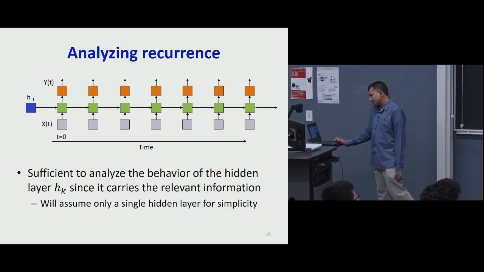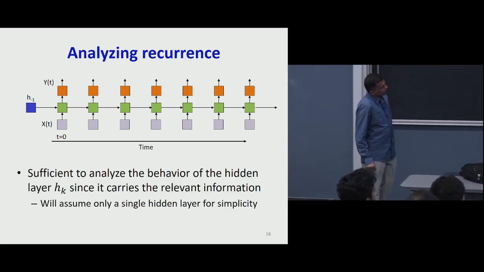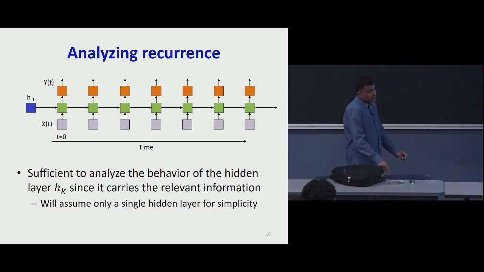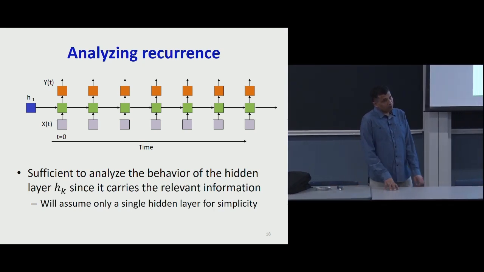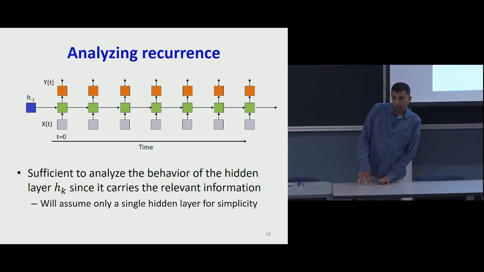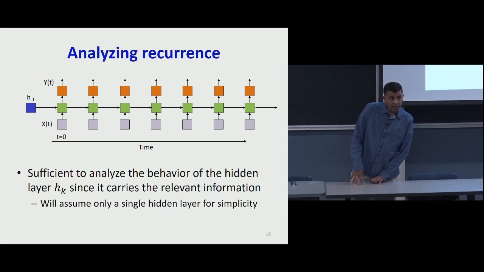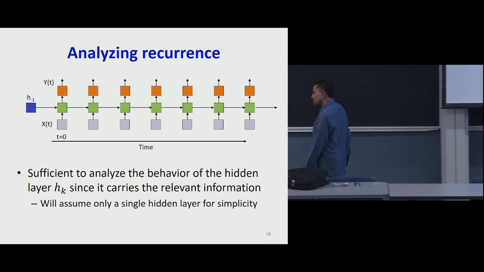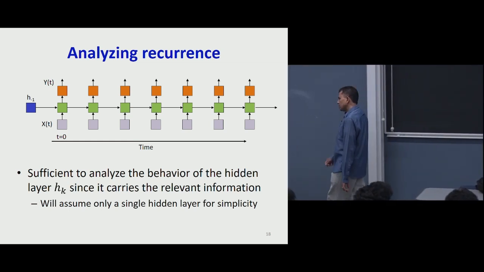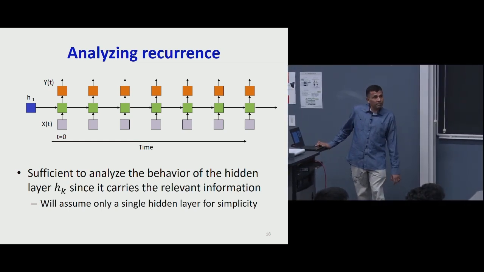So let's analyze recurrence. Now, the actual recurrence over here is not in the output. The recurrence is not in the input. The recurrence is in the hidden layer, the H's, right? So all we really need to do is to analyze the H's and how the H's behave. So that's what we're going to do. And we're going to assume, for simplicity, a single hidden layer, and that all the activations are linear.